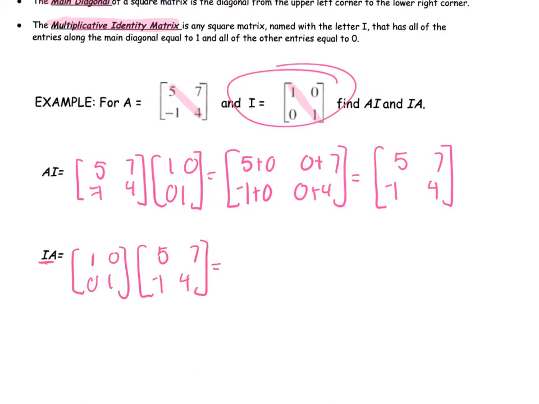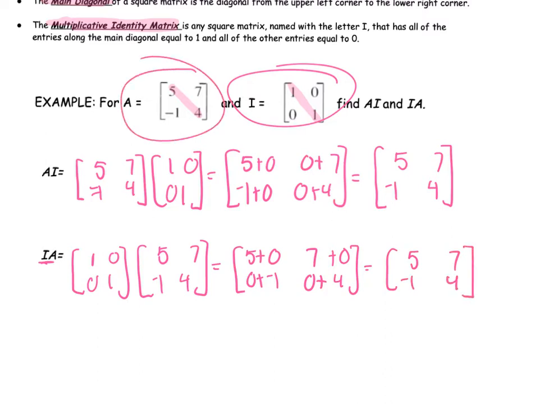So if I do first row, first column, 1 times 5 is 5, 0 times 1 is 0. 1 times 7 is 7, 0 times 4 is 0. 0 times 5 is 0, 1 times -1 is -1. 0 times 7 is 0, and then 1 times 4 is 4. So notice here I have 5, 7, -1, and 4. I got the matrix A back even when I multiplied by the identity on the left-hand side.